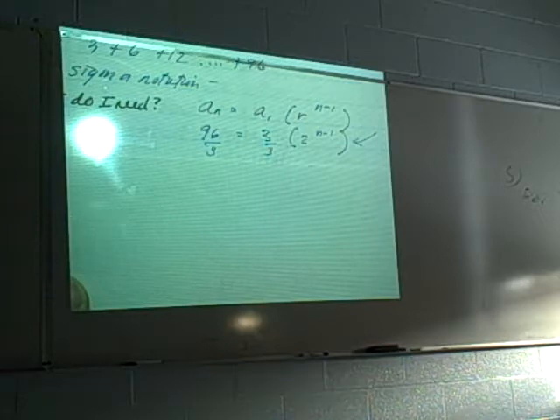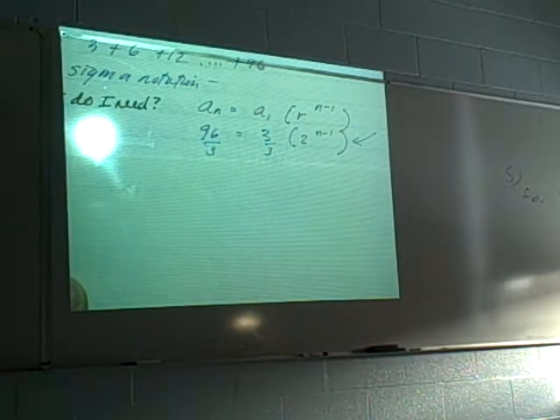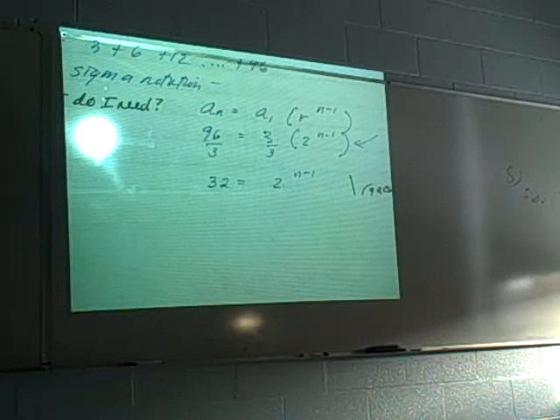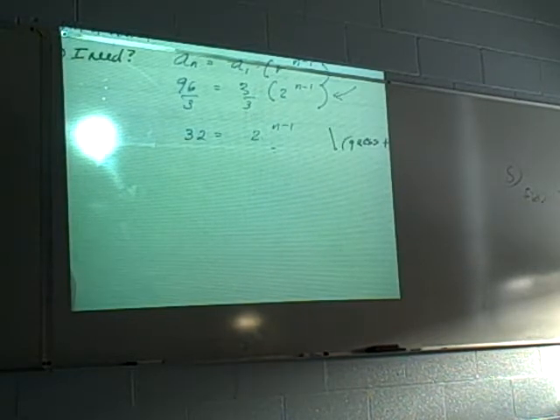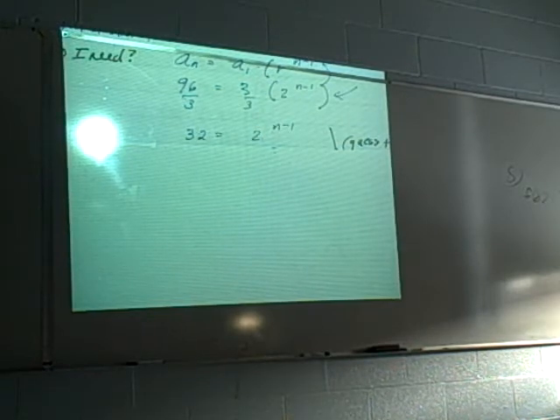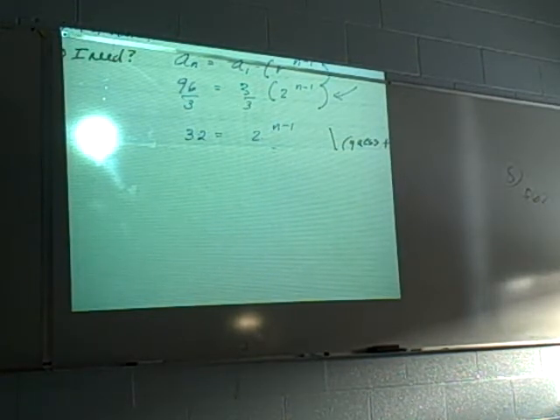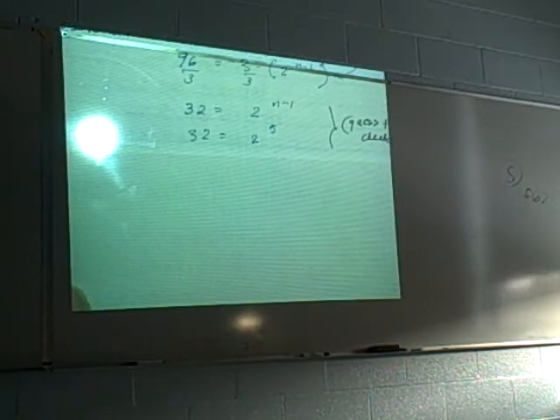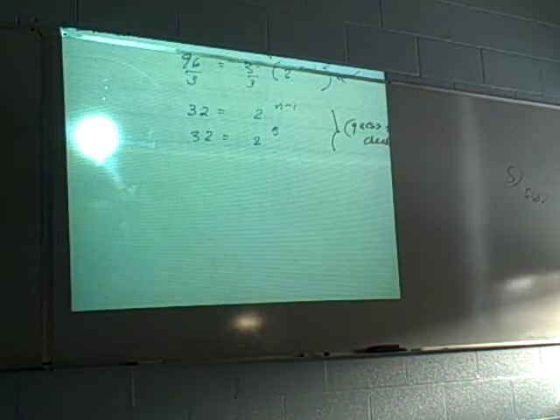Okay, so 96 divided by 3 is 32. So I have 32 is equal to 2 to the n minus 1. And it's 2 to the 5th. Okay, so 2 to the 5th. Does everybody agree with that? If I did a guess and check? We're good with that? So 32 is equal to 2 to the 5th.